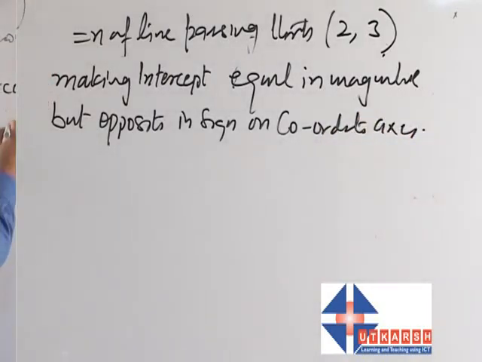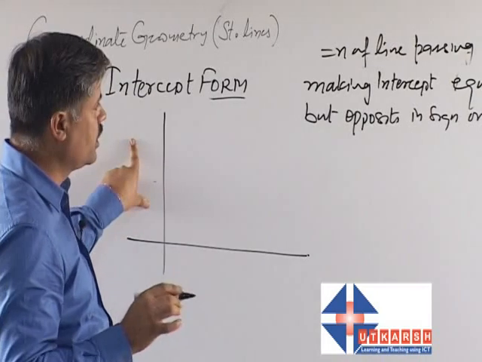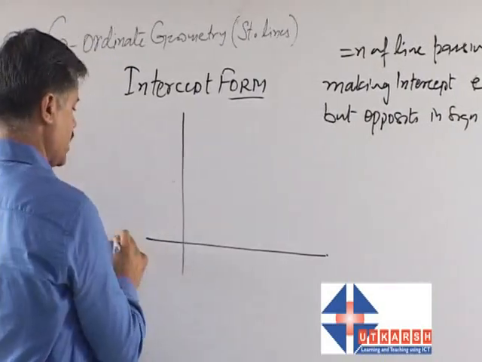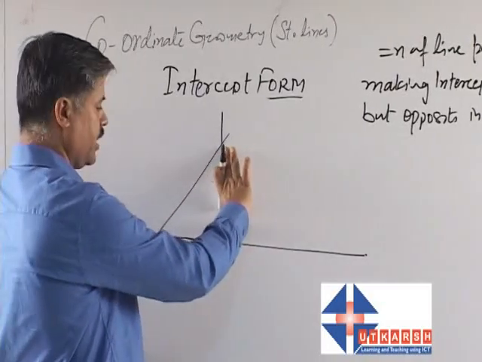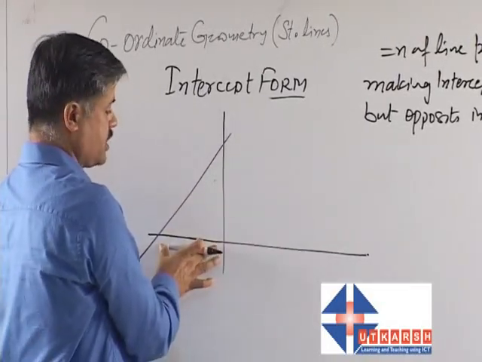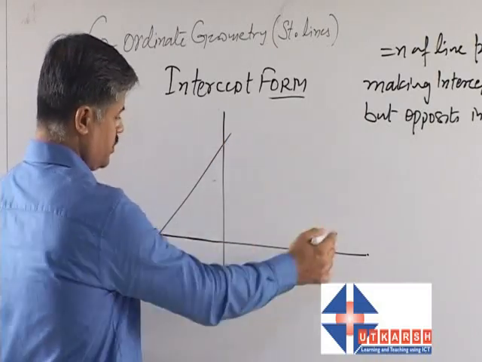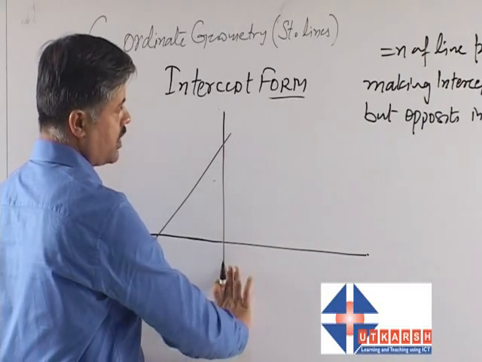अब क्या है कि your line is this, line is passing through the point (2, 3), your line making an intercept equal in magnitude but opposite in sign on the coordinate axis, means line will be somewhere here, means equal in magnitude, अगर ये a है तो ये भी a है, but opposite in sign, minus a, यहाँ line नहीं बन सकती, this will be the line, again minus a is positive then a is negative.